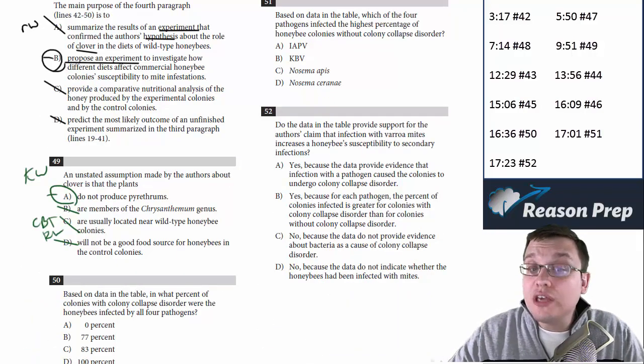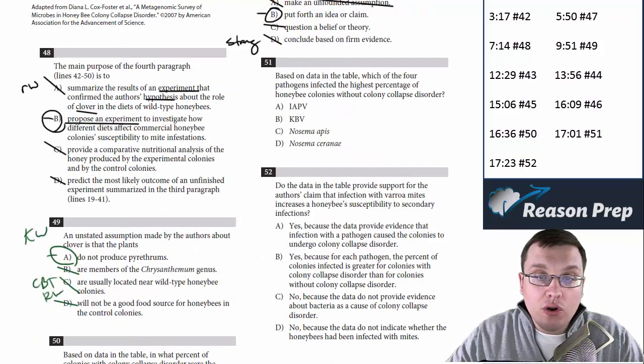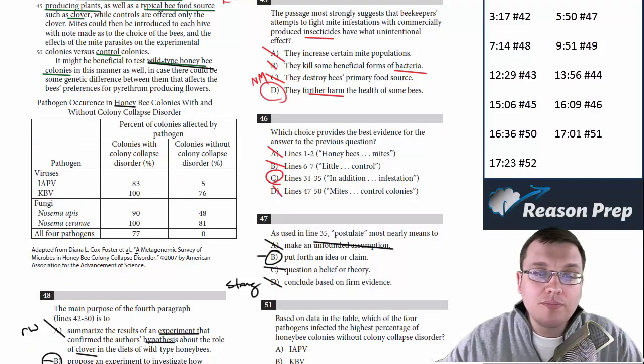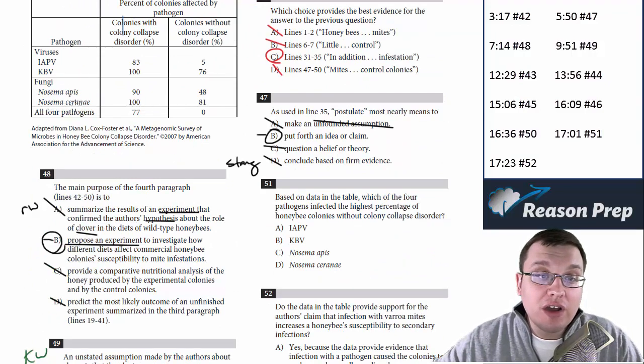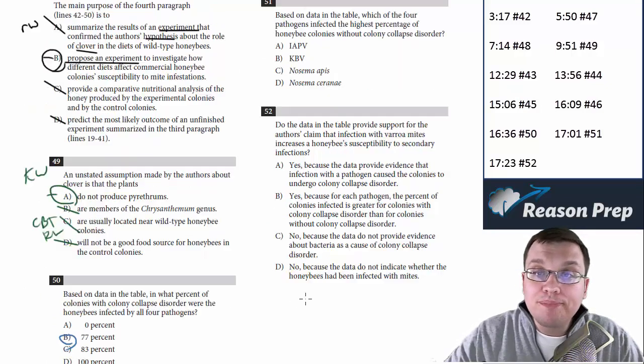Okay, now we're going to do the graph question. So 50 first. Based on data in the table, in what percent of colonies with colony collapse disorder were the honeybees infected by all four pathogens? So we're looking for the colonies with colony collapse disorder. That would be this column. What percent is infected by all four pathogens? Well, that would be this column. Here's the all four pathogens row. So it looks like 77%. So we'll go with B.